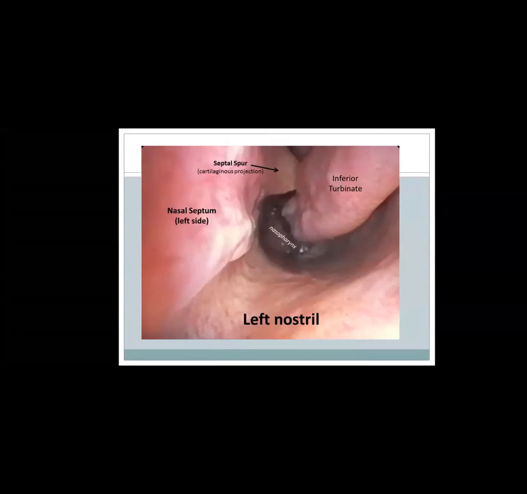With the latest advancement, you can visualize everything with an endoscope. This is how you will see. I put this picture to show that the elevated areas are the turbinates and the middle one is the septum. If we go further, you can see the nasopharynx. We will deal with this in detail when we deal with the nasal examination.